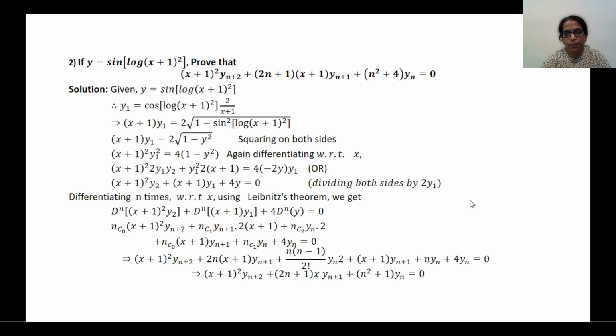The next problem. If y equal to sine of log of (x plus 1) whole square, prove that (x plus 1) whole square into y(n+2), that means the nth derivative of y2, plus (2n plus 1) into (x plus 1) into y(n+1) plus (n square plus 4) into yn equal to 0. Okay, we have to prove this result.